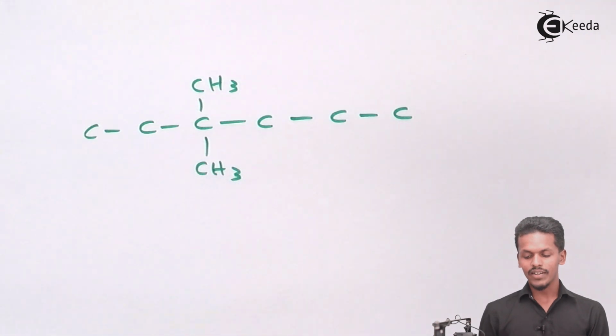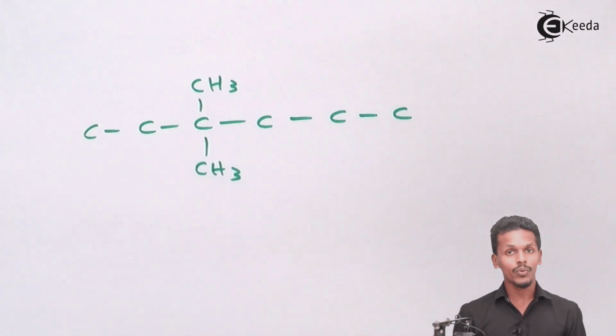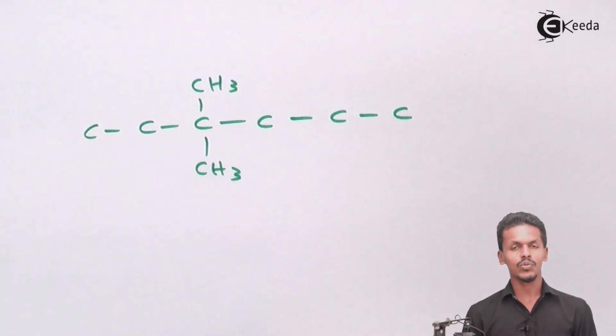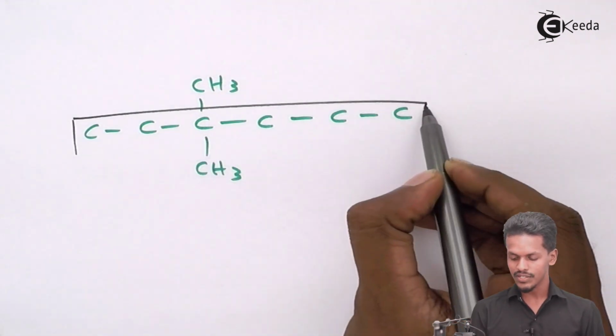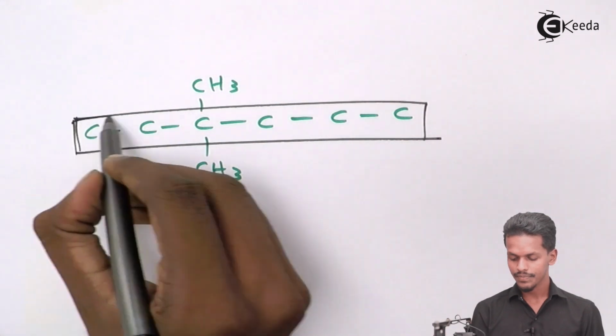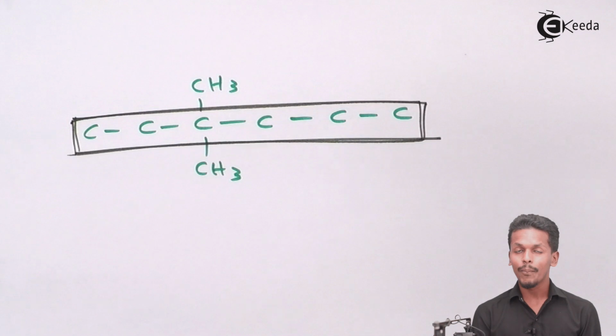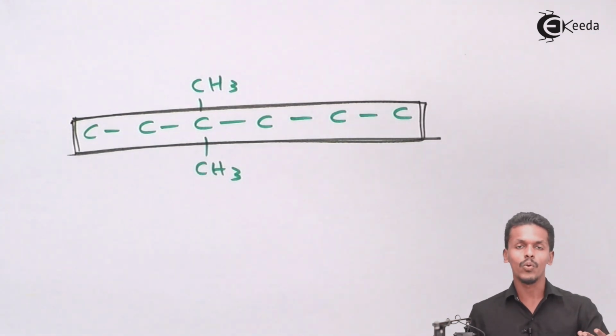Suppose this is the hydrocarbon that we have, and for naming, what we could write is according to the IUPAC. First of all, we have to choose the longest chain. Suppose this is the longest chain that we have. The next rule was to give the numbers, following the lowest number to the substituents.